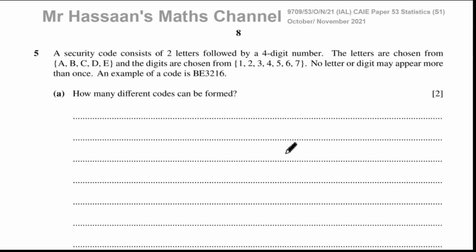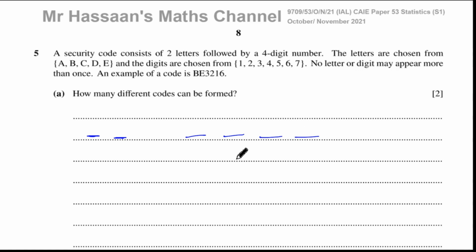The question states that a security code consists of 2 letters followed by a 4-digit number. The letters are chosen from A, B, C, D, and E, and the digits are chosen from the numbers 1 to 7: 1, 2, 3, 4, 5, 6, 7. No letter or digit may appear more than once. An example of a code is BE3216. First of all, it says how many different codes can be formed. So you have 2 letters, and then you have 4 numbers.